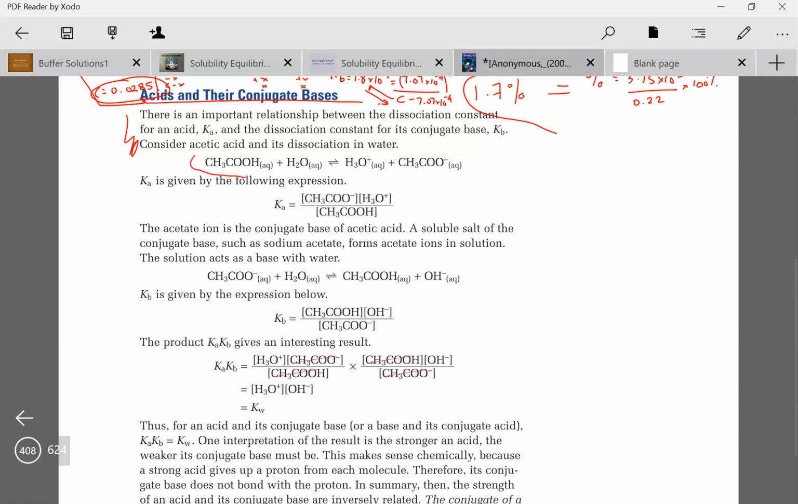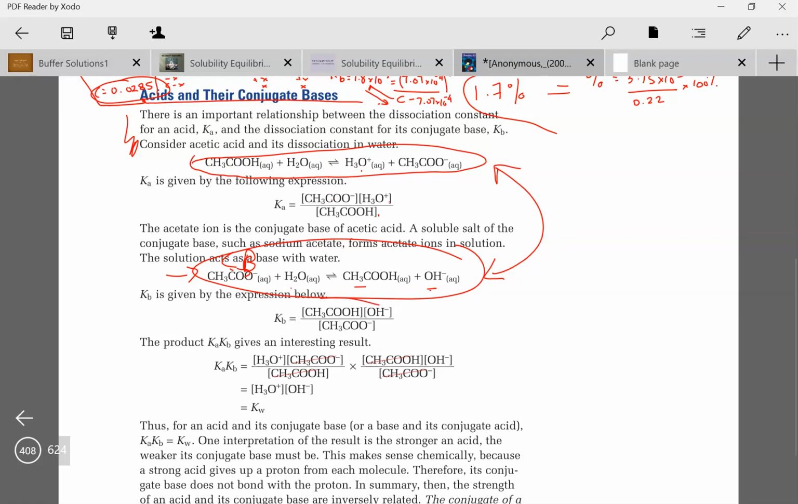This is the derivation that we did go through in class. If you write our Ka expression for acetic acid, you get acetate ion times H3O plus divided by acetic acid. If we write a similar expression for acetate ions in water, these acetate ions, when added to water, act as a conjugate base, taking the proton from water to form acetic acid and OH minus. So it's very similar to this equation, except it's the reverse, and the H2O and H3O plus are replaced with H2O and OH minus.